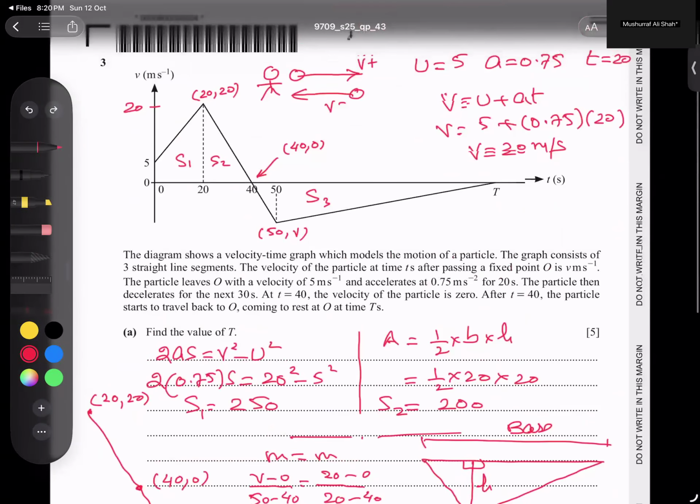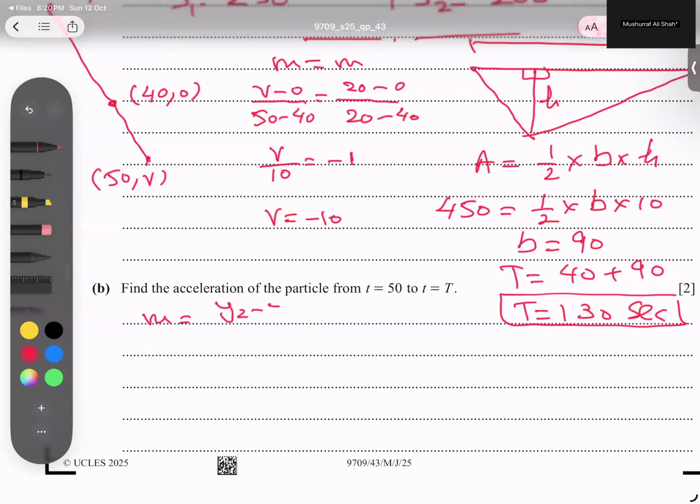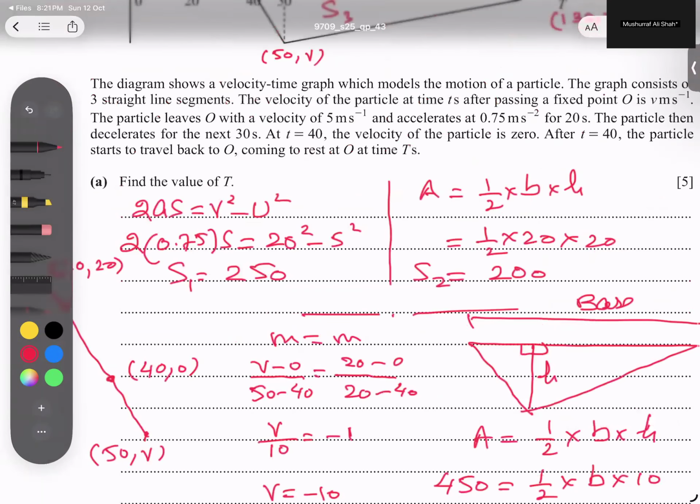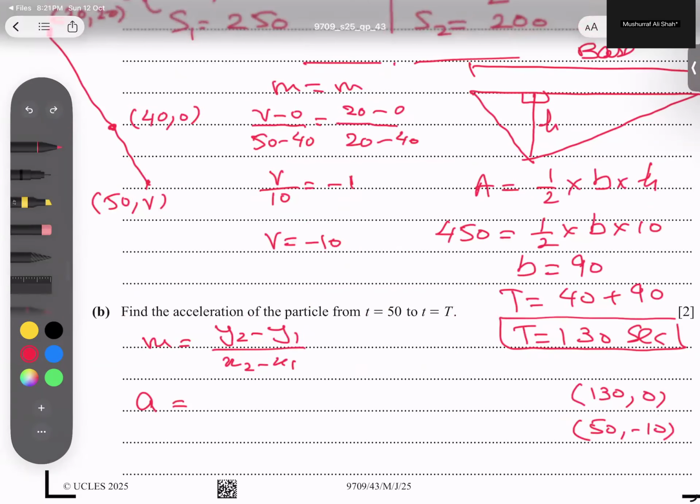So it means we are looking for the gradient. And what are the coordinates here? X is 130 comma 0. Why? Because velocity is 0 here. And what are the coordinates of this? We have already 50 and negative 10. So I'm starting, and what is the formula? The formula given is very clear: y2 minus y1 over x2 minus x1. So for acceleration I have two coordinates, 130 comma 0, and the second, I think, is 50. Let me check. Here 50 and negative 10. I must take the negative. I will not eliminate the minus sign.